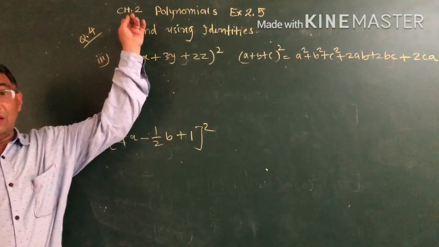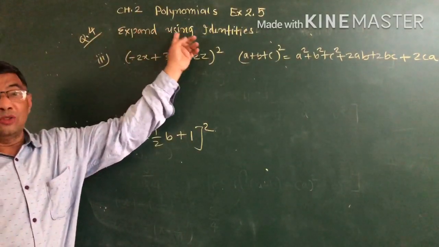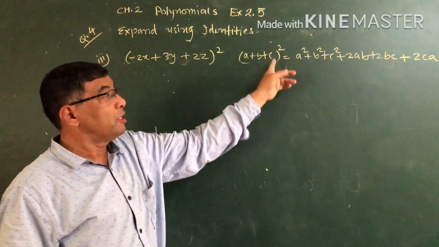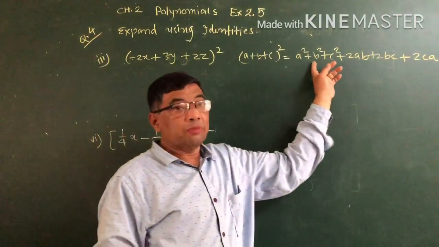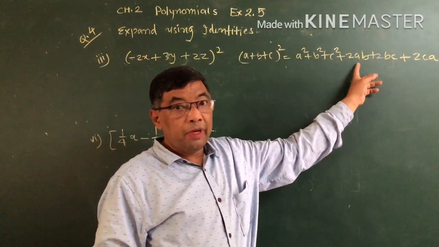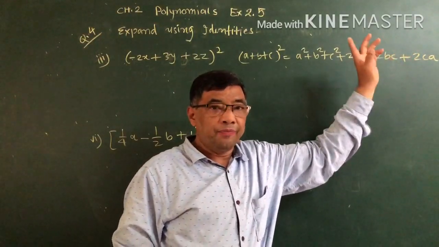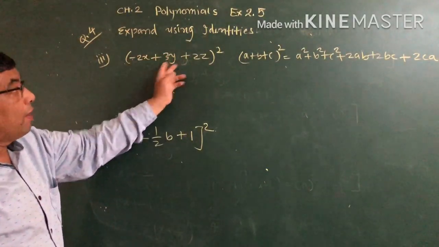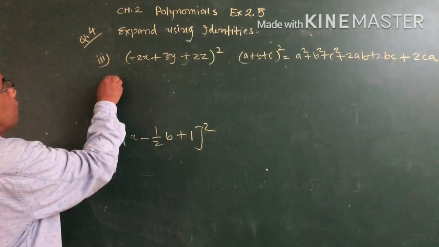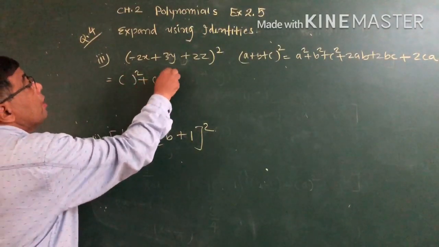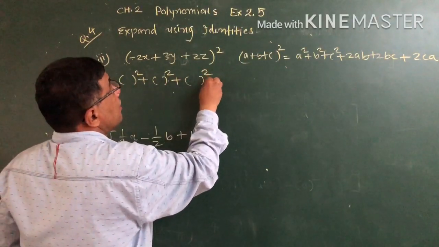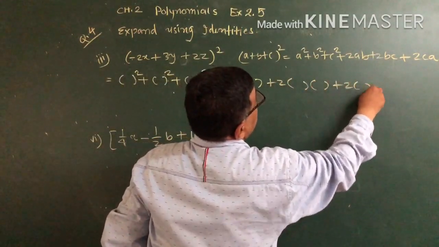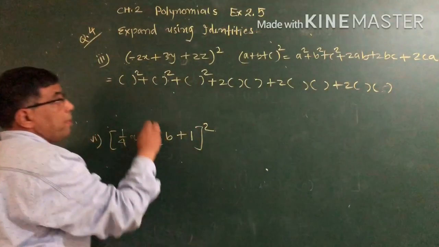Now we solve the next question for expand using identities. Here we are going to use the identity a plus b plus c whole square. The answer is a square plus b square plus c square plus 2ab plus 2bc plus 2ca. So here in place of a we have minus 2x, in place of b 3y and c 2z. So simply we apply that a square plus b square plus c square plus 2ab plus 2bc and plus 2ca. So we apply the values now.